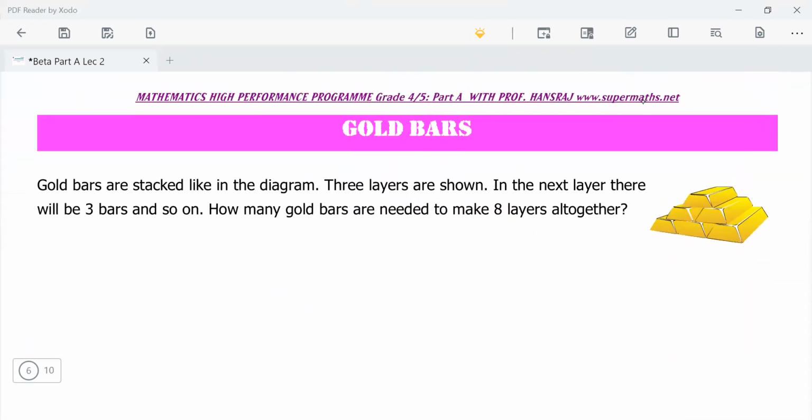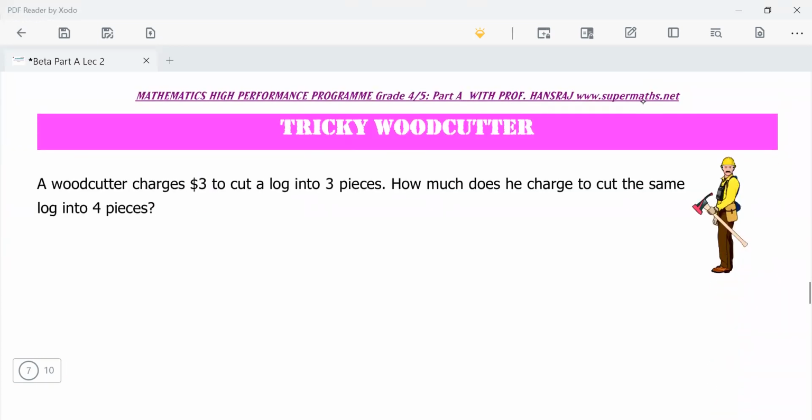Gold bars are stacked like in the diagram. 3 layers are shown. In the next layer, there should be 4. We showed you 3 already. There are 4 bars and so on. How many gold bars are needed to make 8 layers altogether? So the first layer has got 1, 2, 3. How much will there be in the next layers? I think you can easily figure that out. And then finally, you need to find the total for that.